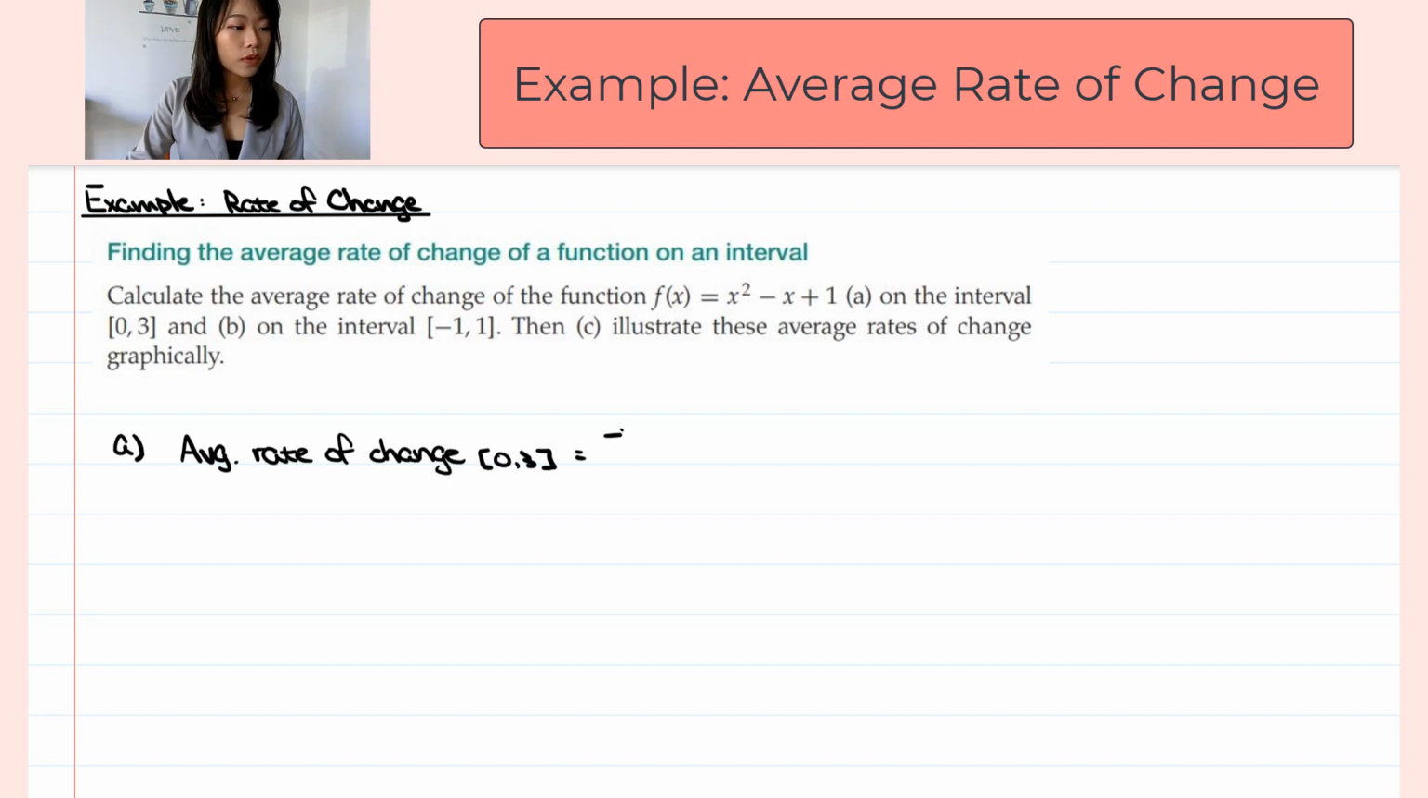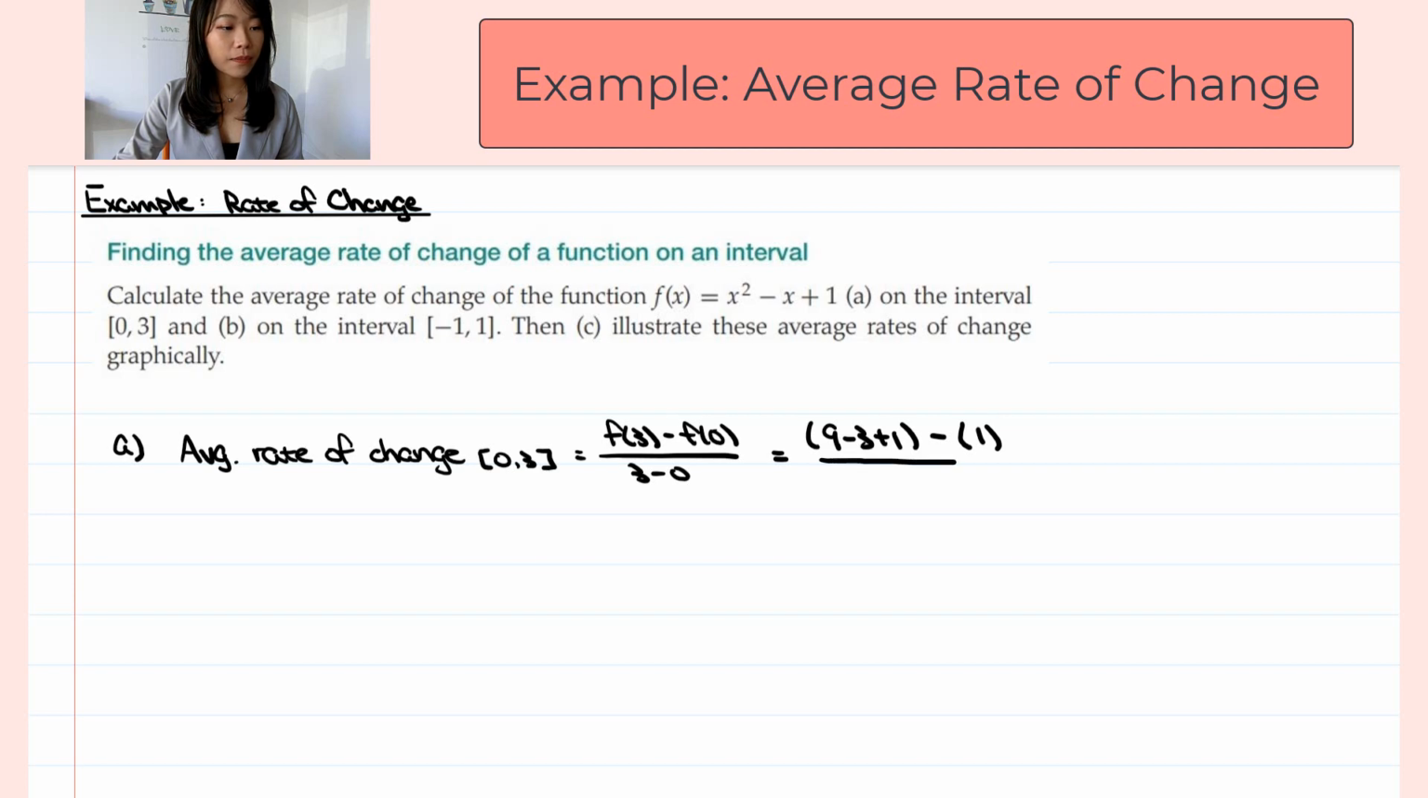Change in y would be f of 3 minus f of 0. And change in x is 3 minus 0. So let's find f of 3 and f of 0. F of 3, we substitute 3 into the function. We get 9 minus 3 plus 1. Then minus f of 0. We get 0 minus 0 plus 1. Then divided by 3 minus 0.